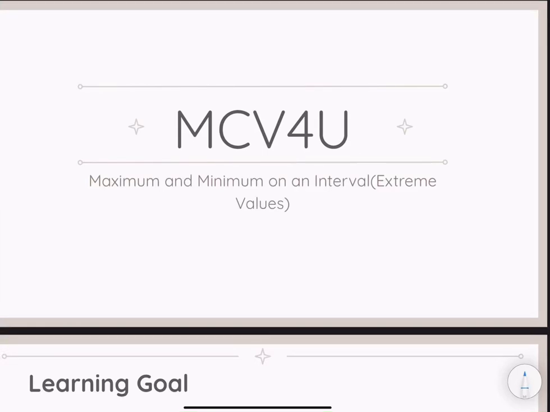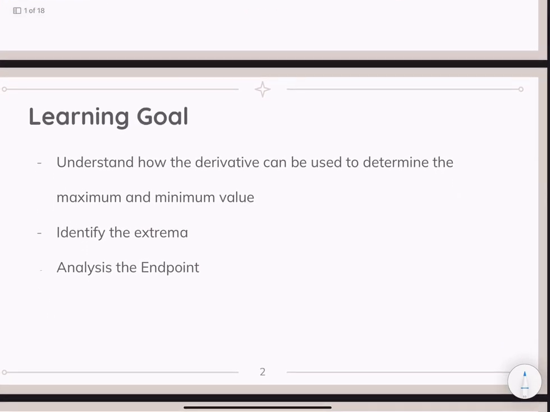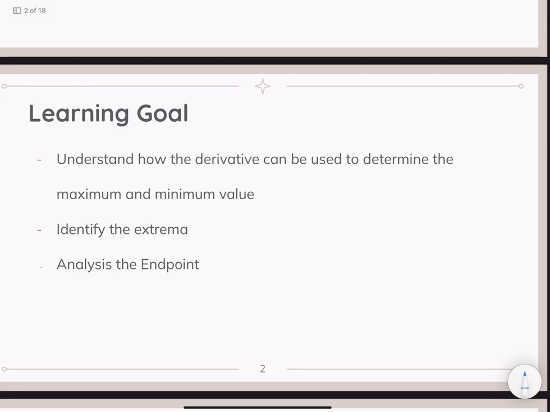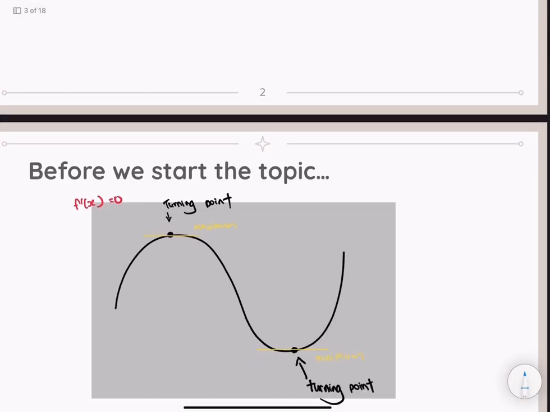Hi, today I'm going to talk about maximum and minimum on an interval, extreme value. The learning goal is to understand how the derivative can be used to determine the maximum and minimum value, identify the extrema and analyze the endpoint.